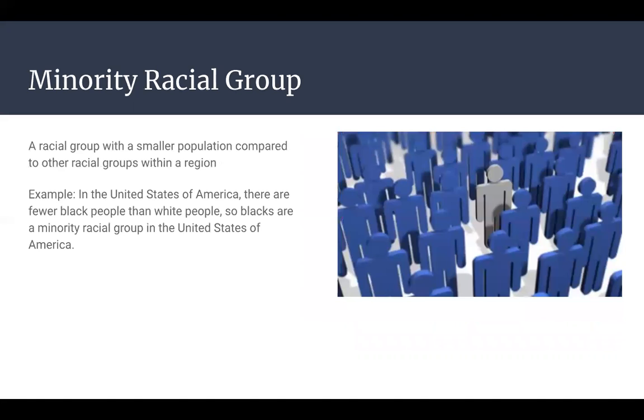Minority racial group. A racial group with a smaller population compared to other racial groups within a region. For example, in the United States of America, there are fewer Black people than white people, so Blacks are a minority racial group in the United States of America.